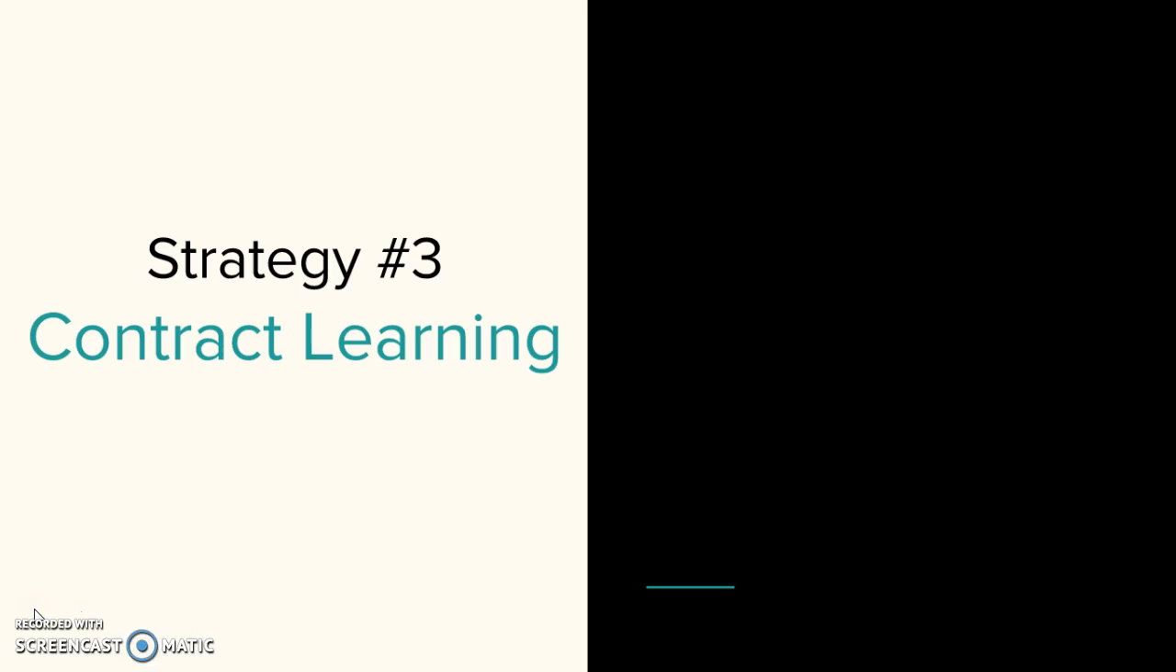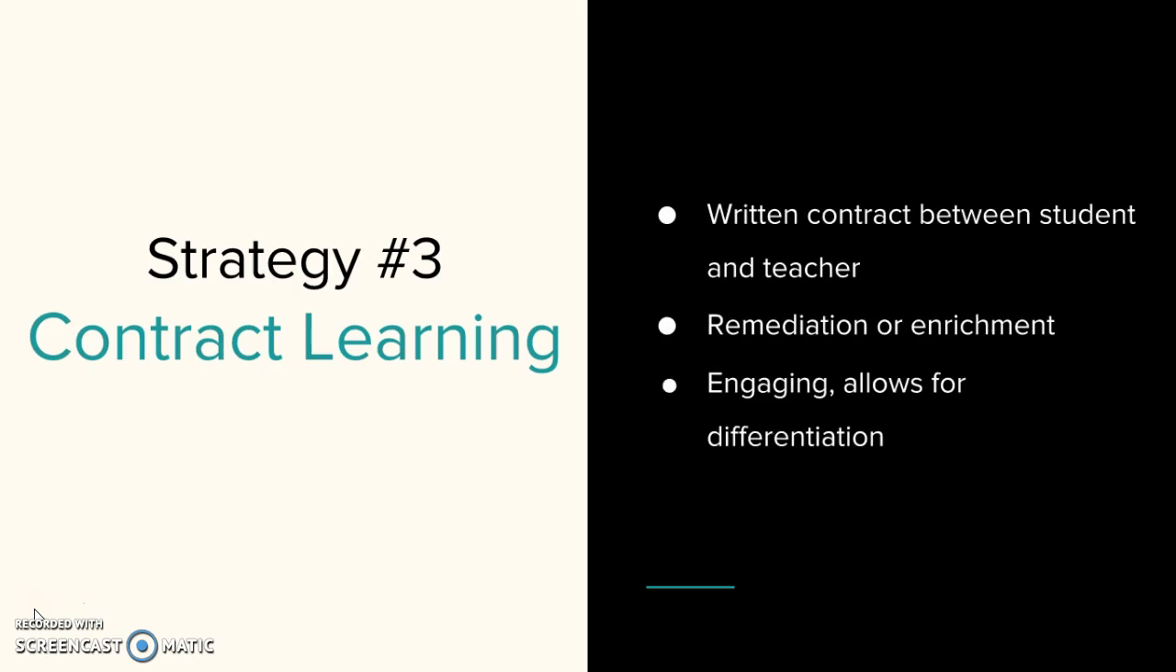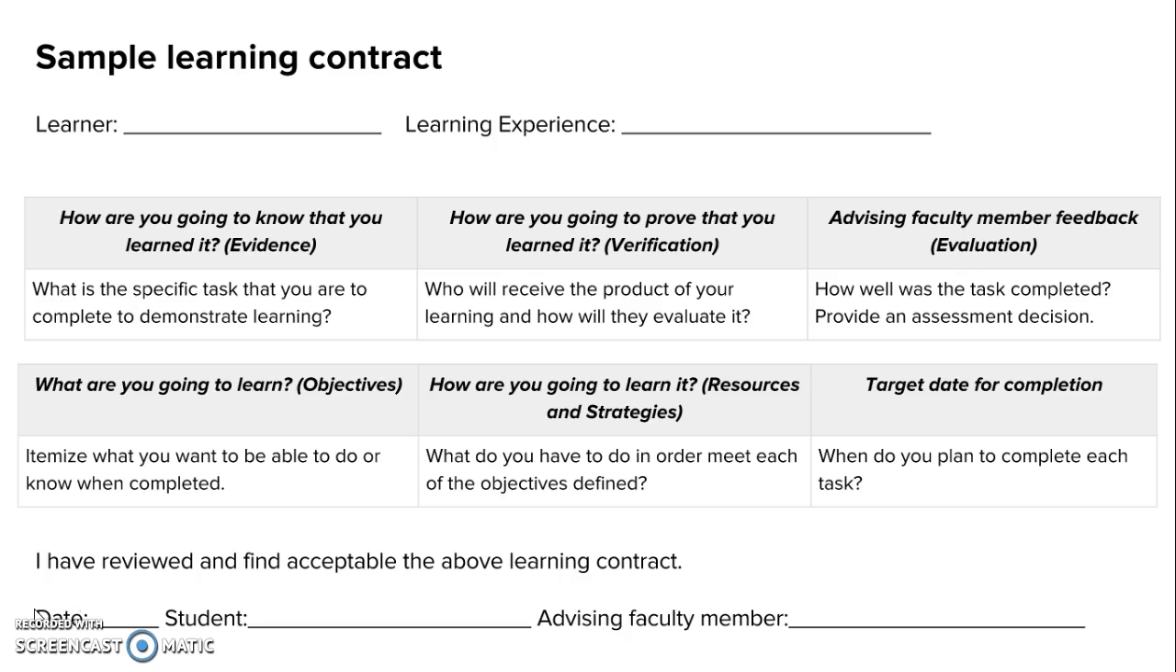Strategy number 3, contract learning. This is an individualized written learning contract between student and teacher with specific terms of agreement about how a student will master content. Best used for remediation or enrichment purposes when expectation for alternative assignments need to be mutually determined.